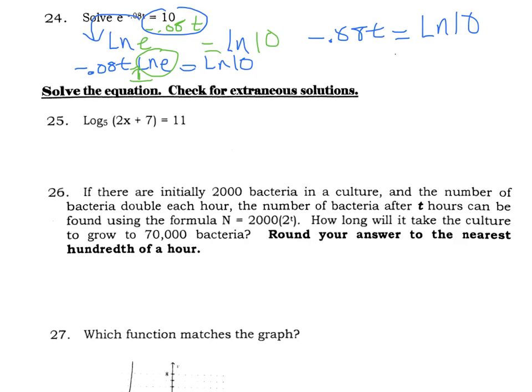So all I have to do is to get t by itself, divide by negative 0.08, and those cancel. Divide by negative 0.08, and then I'm going to use my calculator at this point. Natural log of 10 divided by negative 0.08, and the t variable is approximately negative 28.78.